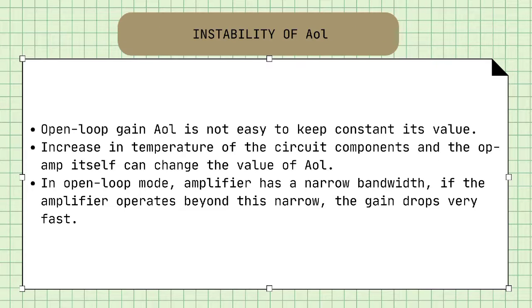Next one, instability of open loop voltage. Open loop gain is not easy to keep constant in its value. Increase in temperature of circuit components and the operational amplifier itself can change the value of the open loop voltage. In open loop mode, amplifier has a narrow bandwidth. If the amplifier operates beyond this narrow bandwidth, the gain drops very fast. So that's all from me. My other member will present the other subtopic.